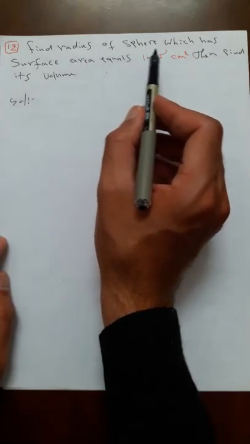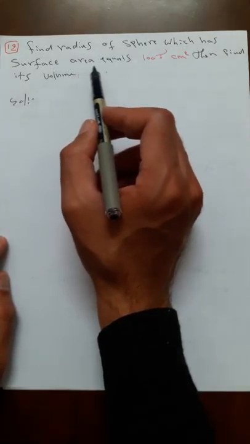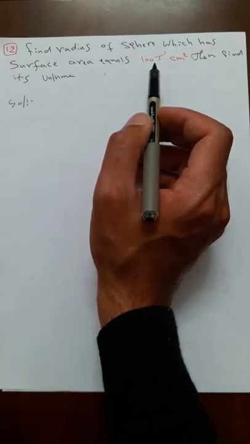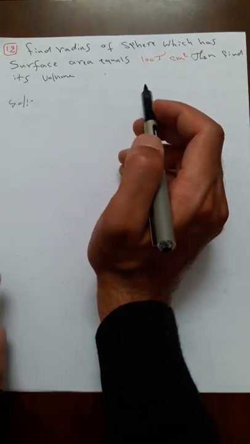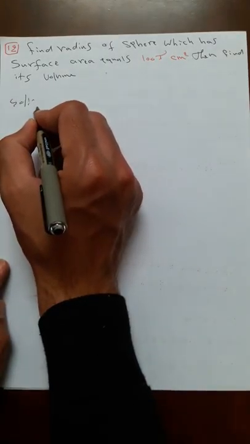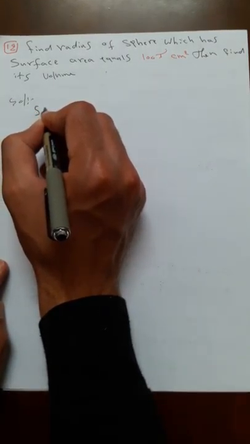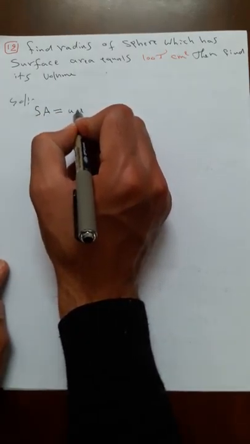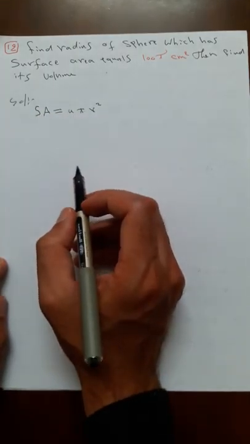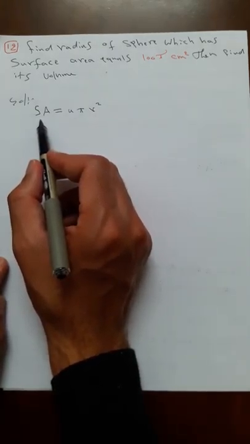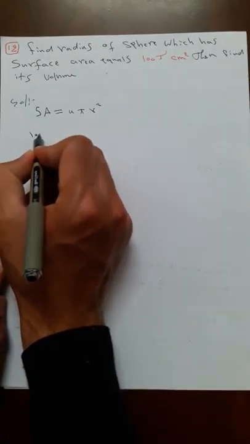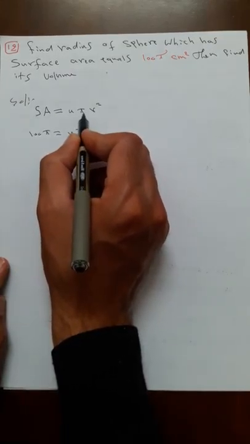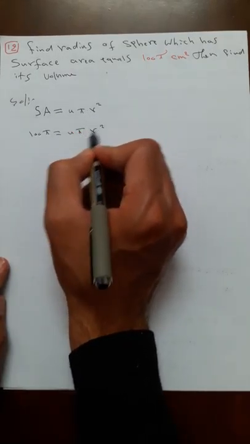Find the radius of a sphere which has surface area equal to 100 pi centimeter square. I will use the rule of surface area of the sphere. The rule is SA, surface area, is equal to 4 pi r square. And substitute the value of surface area: 100 pi equal to 4 pi r square.